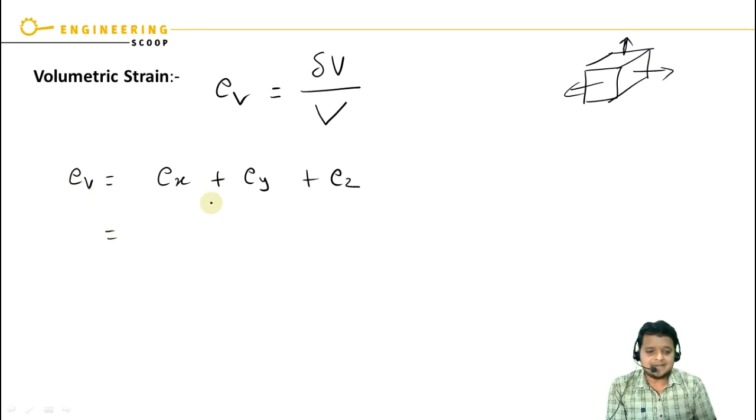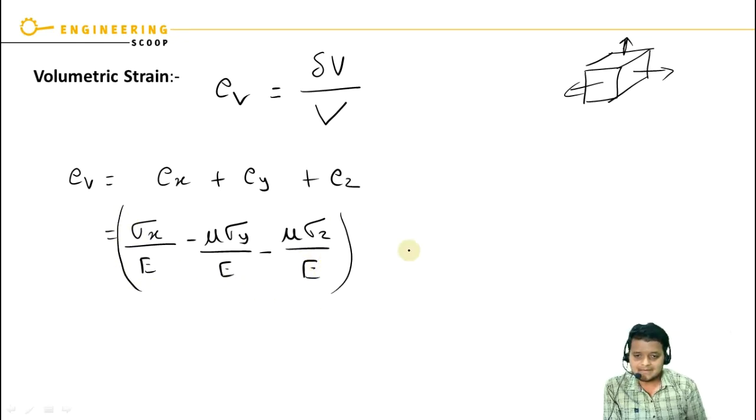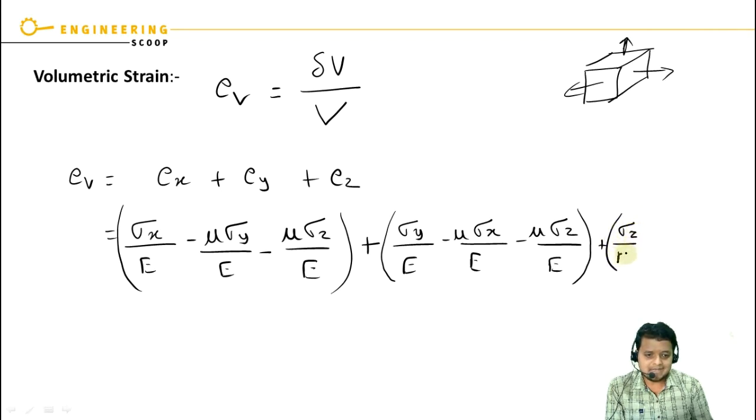According to the formula for the triaxial force system, EX will be sigma X upon E minus mu sigma Y upon E minus mu sigma Z upon E. Similarly, EY will be sigma Y upon E minus mu sigma X upon E minus mu sigma Z upon E. Similarly, EZ will be sigma Z upon E minus mu sigma X upon E minus mu sigma Y upon E. This will be the formula for EX, EY and EZ.